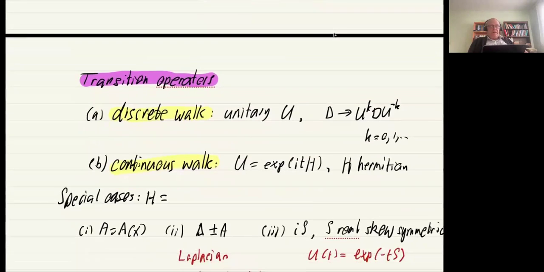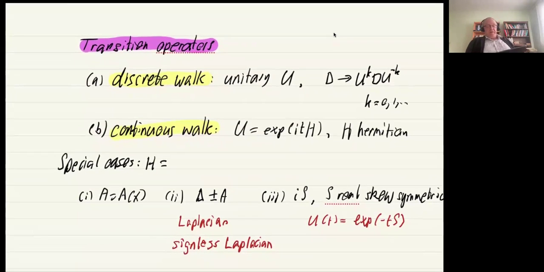So the transition operators, well, there's two flavors. First is discrete walks, where you have a unitary matrix U, and a density D goes to U^k D U^(-k). Well, that's simple enough. You're just looking at this sequence of matrices: here's your initial density, here's your next density. Clearly, this is a similarity, so it has trace one and it's positive semi-definite. So we're mapping density matrices.